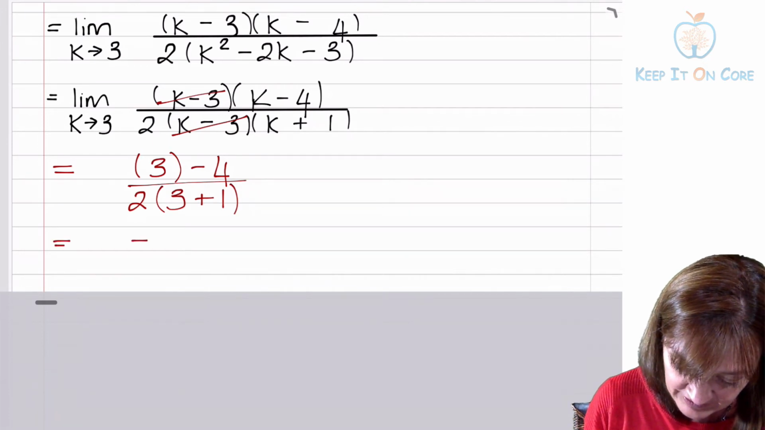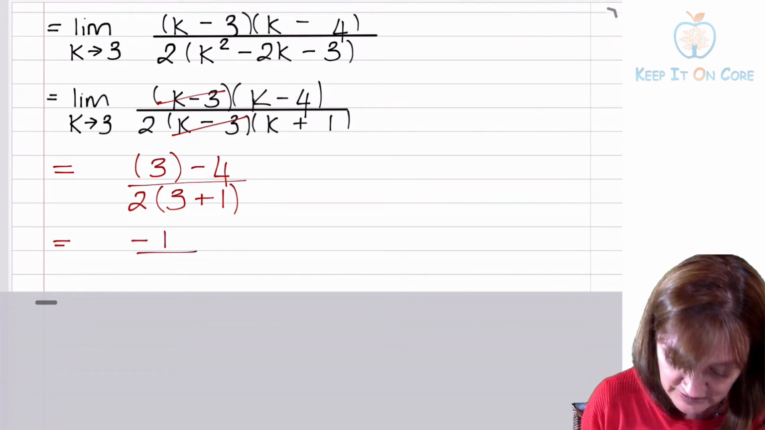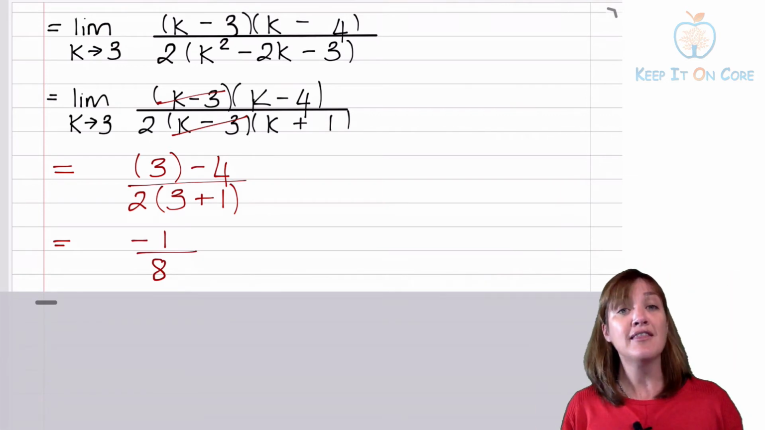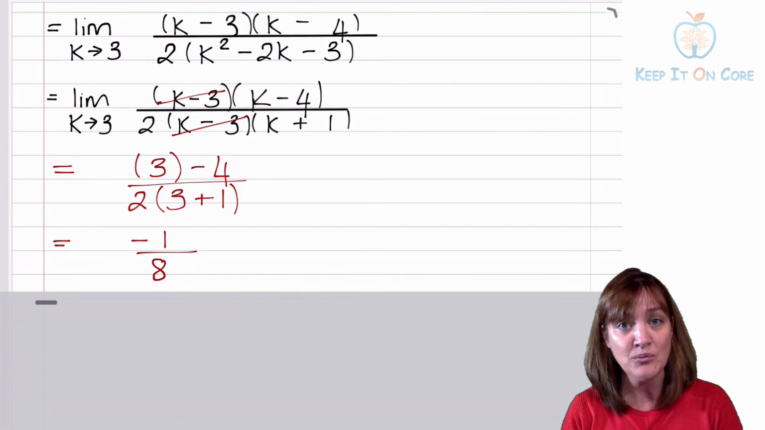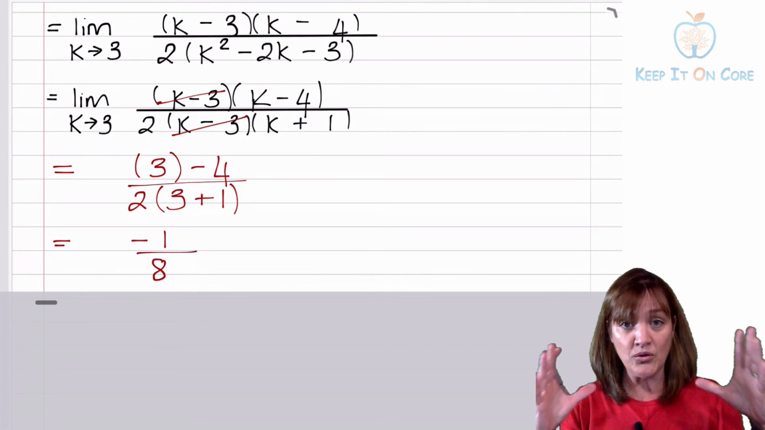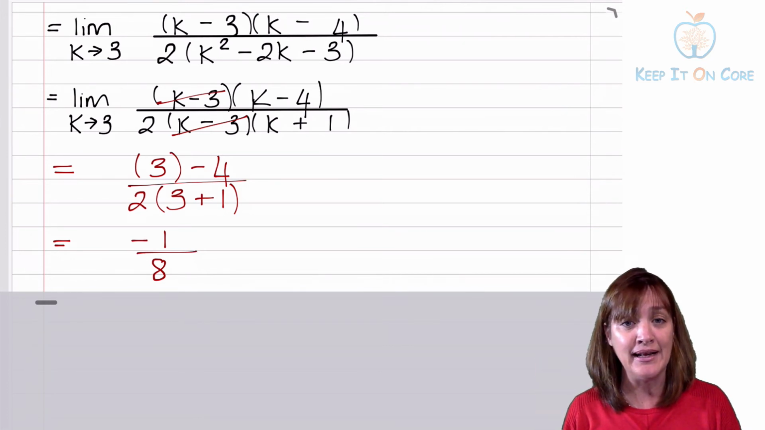And what's that getting us? I've got a negative 1 down here. That's 4 times 2, which is 8. So there we go. It does exist. The limit exists where k is tending towards 3. Your limit would be tending towards negative 1/8.